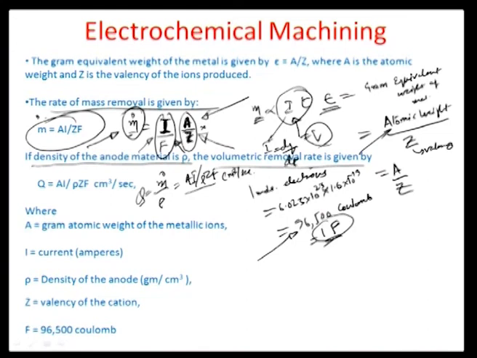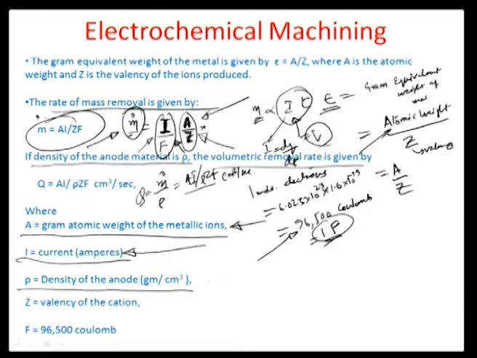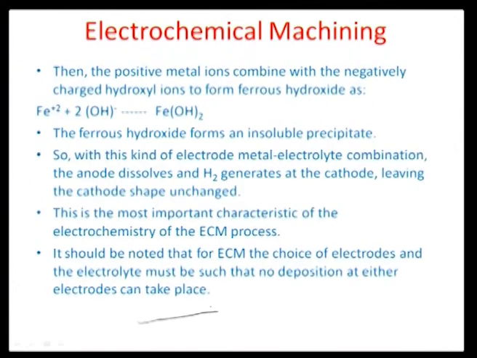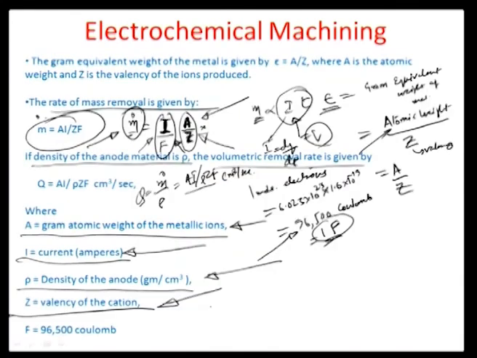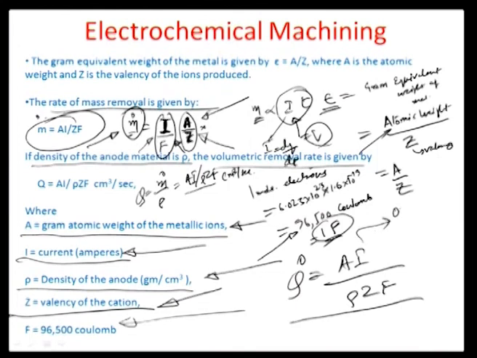For the sake of repetition again, A is the gram atomic weight of the metallic ion, I is the current in amperes which you are trying to flow, and rho is the density of the anode in gram per centimeter cube. Z is the valency of the cation of interest which is coming out or being deposited, and F is of course the amount of charge corresponding to 1 mole electrons, the farad, 96,500 coulomb. So that is how you can get an estimation of the volume rate of removal, Q dot equals AI by rho ZF. So this is only if predominantly one metallic system is existing, right?